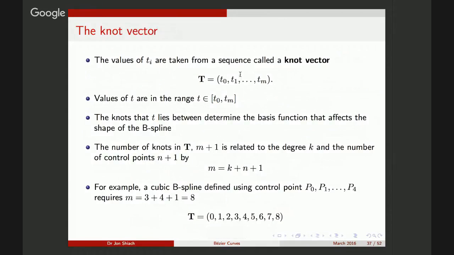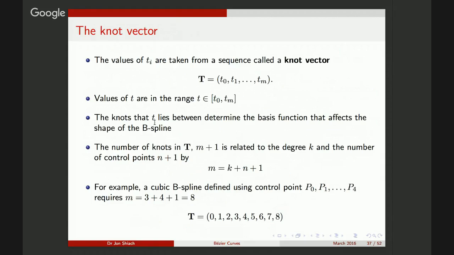So this is where it comes to the knot vector. I've got to be careful about using the word N-O-T rather than K-N-O-T. The t subscripts are taken from a sequence called a knot vector. These are just a vector of monotonically increasing numbers, so each number is going to be greater than or equal to the number preceding it. The knots that our parameter t lies between determine the basis function for the B-spline at that point.